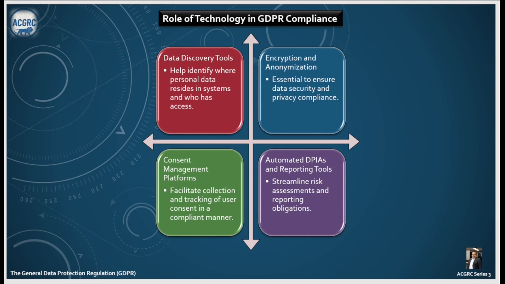The next is automated DPIAs and reporting tools. Well, it streamlines risk assessment and reporting obligations. In simple language, these are software tools that help companies perform data protection impact assessments, or DPIAs. It helps generate reports to show their GDPR compliance. In simple words, these tools help organizations check their privacy risk and keep records easily and quickly without doing everything by hand.